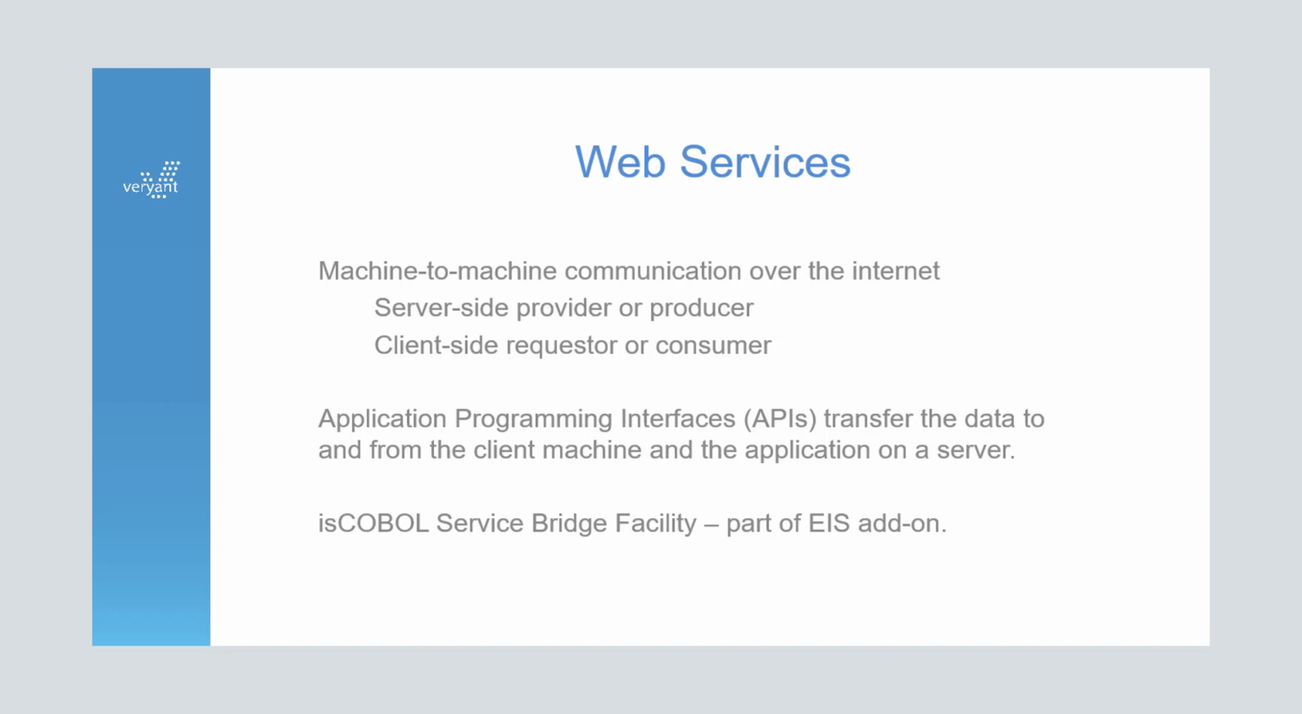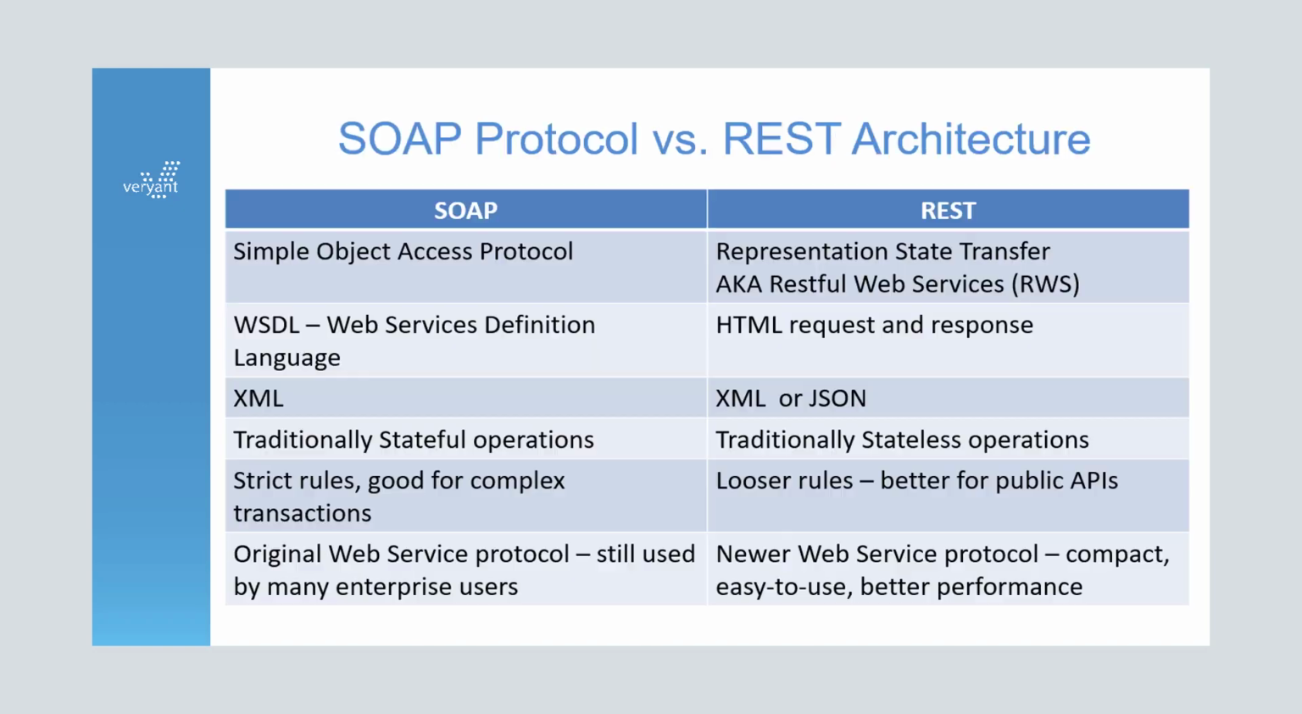The buffer between your program and the communicating program is called an API. It does things like check security and change data to the format needed before passing it back and forth. This is the piece that isCOBOL provides with our service bridge. The service bridge uses the linkage section of your COBOL program to handle the communication from an internet client or server. One of your first decisions is whether to use the SOAP protocol or the REST architecture.